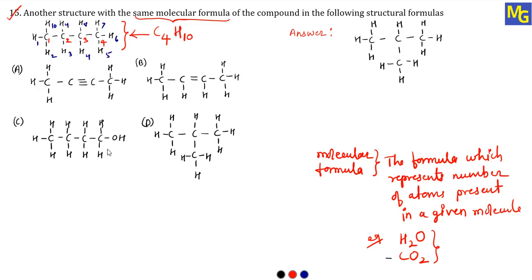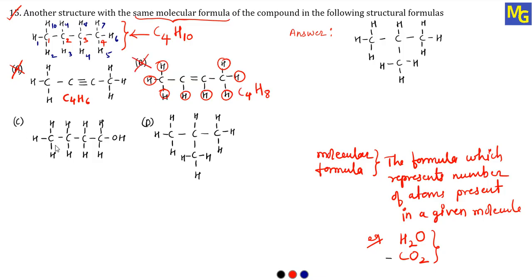Now see the options we have here. If you see the first one, option A, carbons are 4, but the hydrogens we have are only 6. So here the molecular formula is C4H6. Therefore this will not match. So this is cancelled. If you see option B, carbon 4, hydrogens how many? 1, 2, 3, 4, 5, 6, 7 and 8. So H8. So this will not match. Therefore option B is also cancelled.